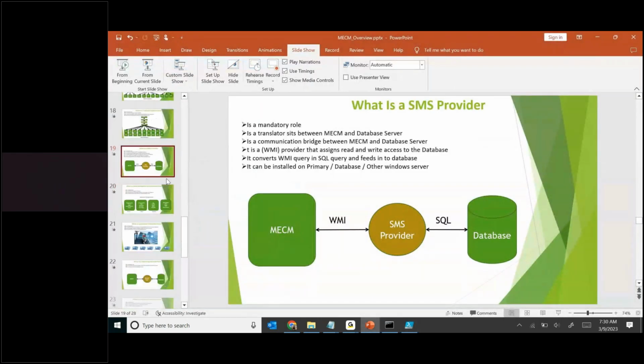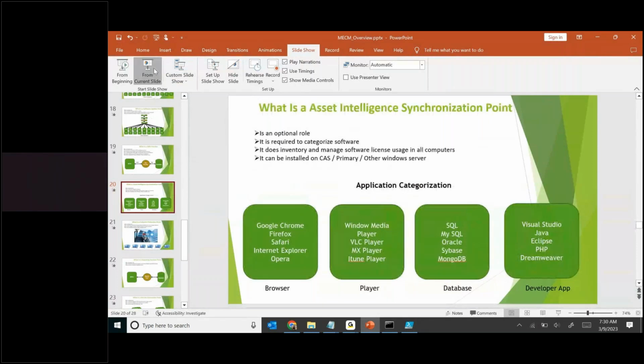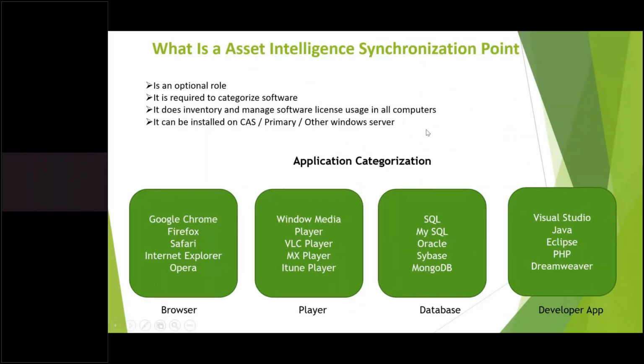Now the next point is the asset intelligence synchronization point. This is deprecated in new versions of SCCM. It is no more available in SCCM, but previously we used to have it. It is an optional role. It is required to categorize software. It will also help you to manage software licenses. It can be installed on CAS, primary, or any other Windows server.